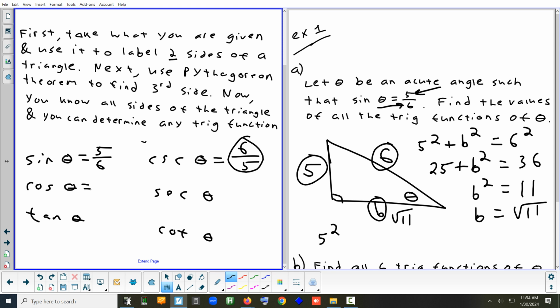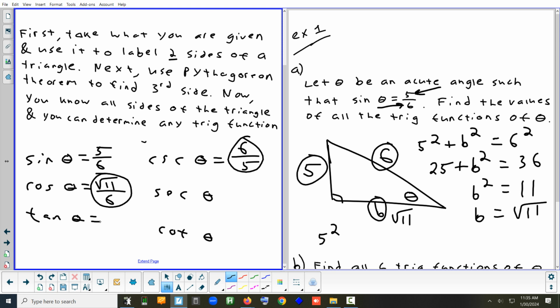Okay, let's do the cosine. What's adjacent over hypotenuse going to be? Square root of 11 over 6. And is that an okay final answer? Square root of 11 over 6? Yeah, that's fine. No problem with that.